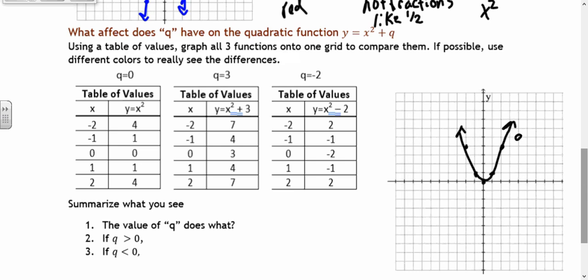Always make sure to label. Q is equal to 0. Q is equal to 3. We have x squared plus 3. I'm going to put that one in red.